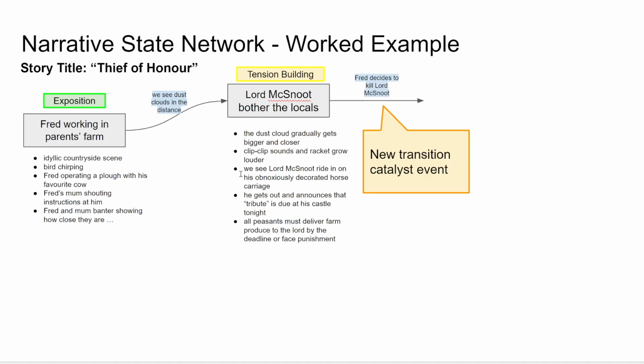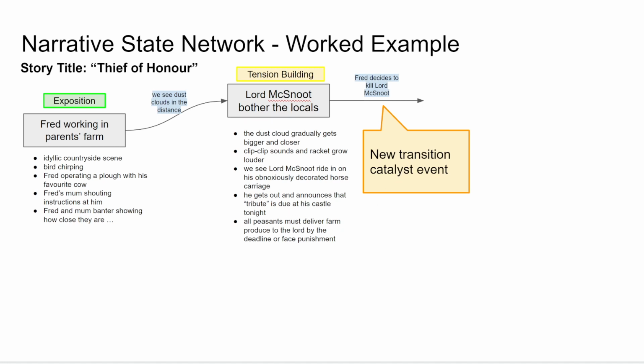I'm just trying to clarify the role of the state network. Don't implement everything in the state network. Implement it later on. Just use this as a guide. Anyway, we have a new catalyst event. So Lord McSnoot's making trouble in the town.